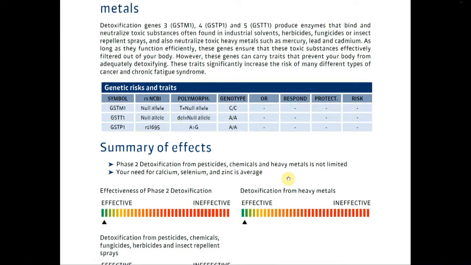And you see here the effectiveness of phase 2 detoxification is very effective. It might also be very ineffective or somewhere in between. Now, if you're in the effective area, then organic food might still be a good idea, but it's not going to be so critical for you. If you're here, I would really make sure that I eat organically. Try to avoid any kind of substances, fertilizers that might contain substances that could harm your body.